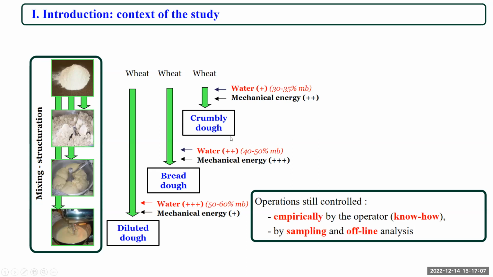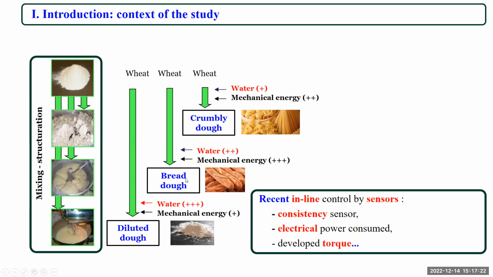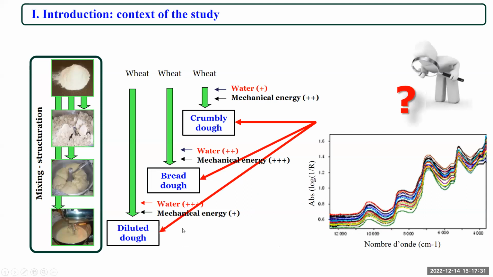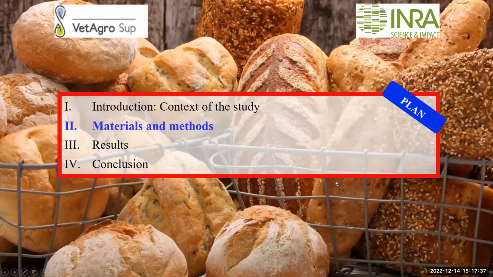So here I will present you how we have used near-infrared spectroscopy in order to monitor different processes: the process that is used to obtain pasta, the process that is used to obtain bread, and the process that is used to separate gluten from starch. We use, of course, near-infrared spectroscopy, and I will show you how we use it.